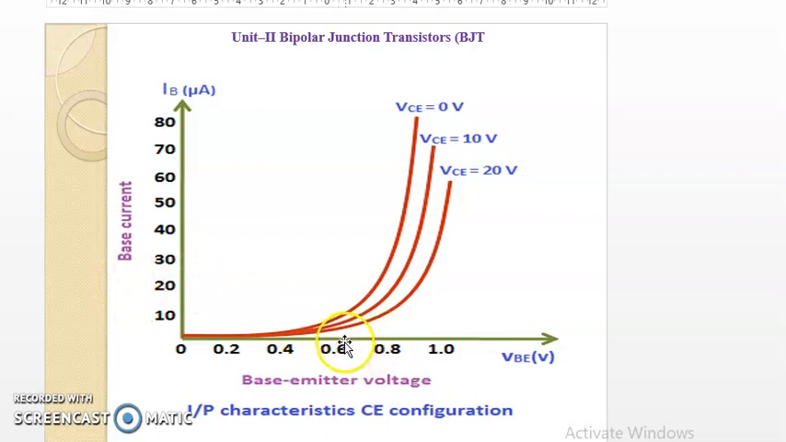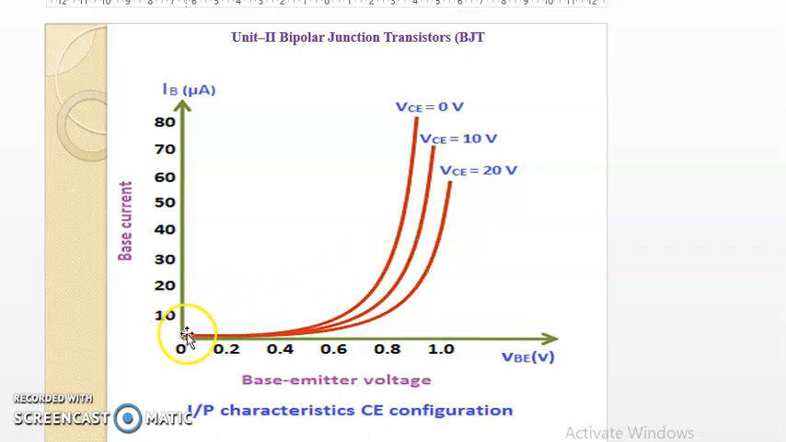Here a small change in VBE rapidly increases the input current. The cut-in voltage is up to what? 0.7. From this 0.7, a very small change in VBE causes a rapid change in base current, I mean input current. This we have to study. This one has to remember.